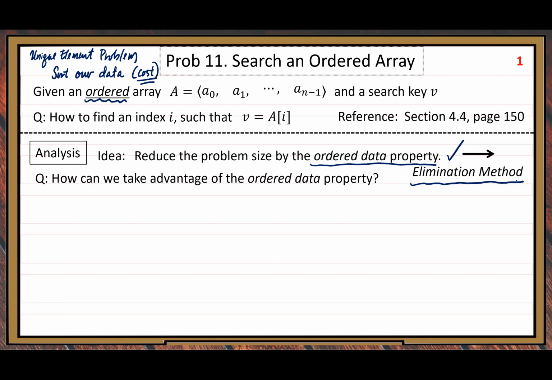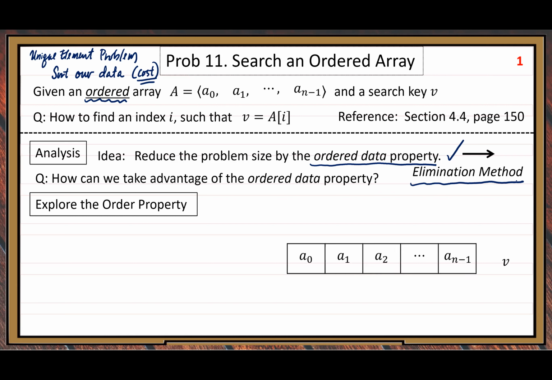Question: how can we take advantage of the ordered data property? We need to have some implementation idea here. Let us explore the order property by drawing some diagram, and we want to get some visual understanding. So let me draw this array in this way.